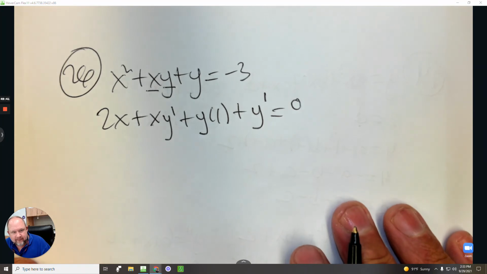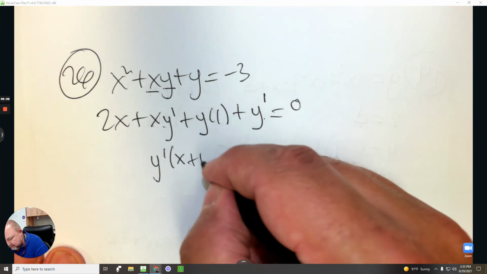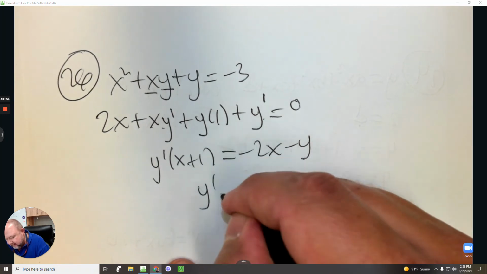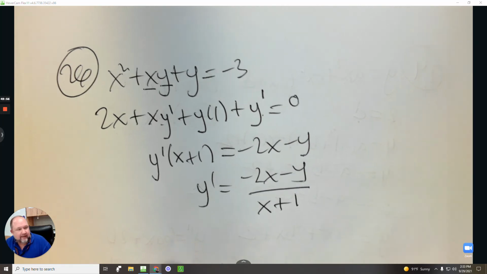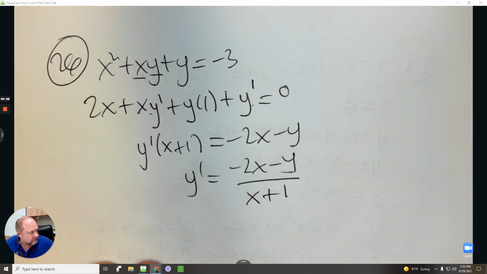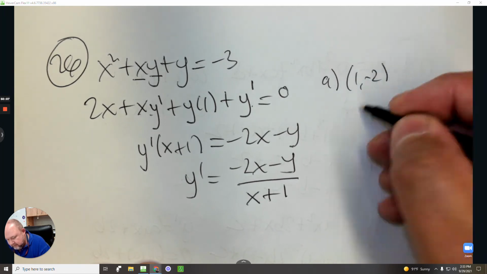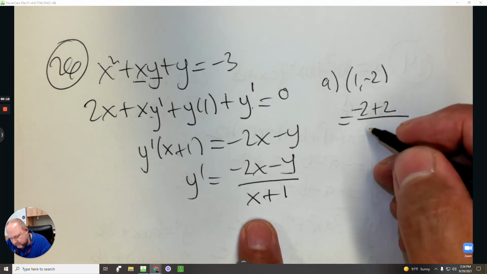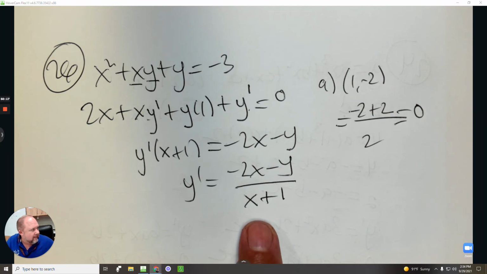And remember the hook. So I'm going to factor out y prime. You're left with x plus 1. I'm going to subtract 2x and subtract y, and then I'm going to divide. So I have -2x minus y divided by x plus 1. If you plug in, so for A, it says plug in 1, -2. So that gives you the answer -2 plus 2. So that's 0, right? So A gives you the answer 0.